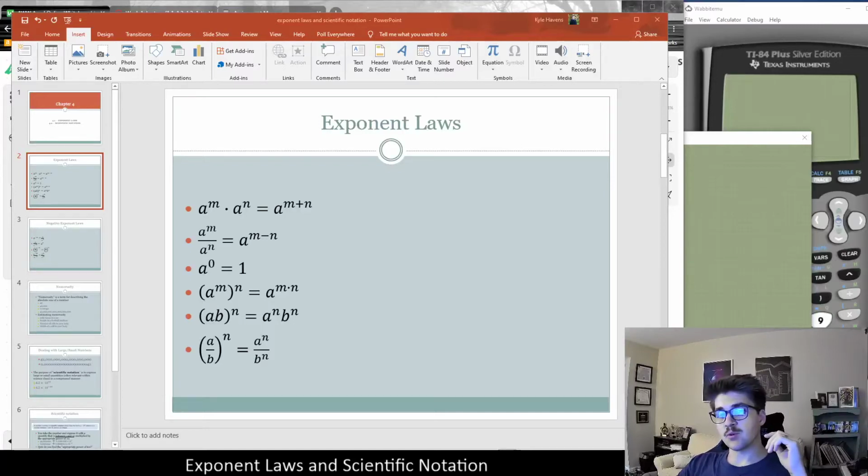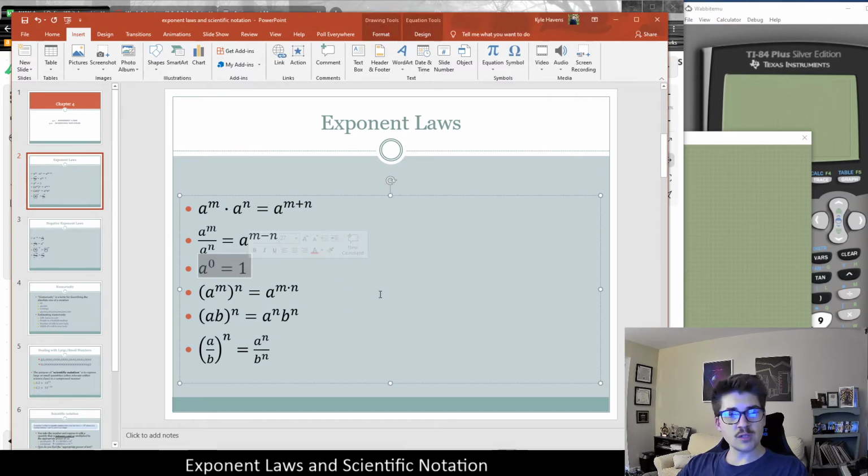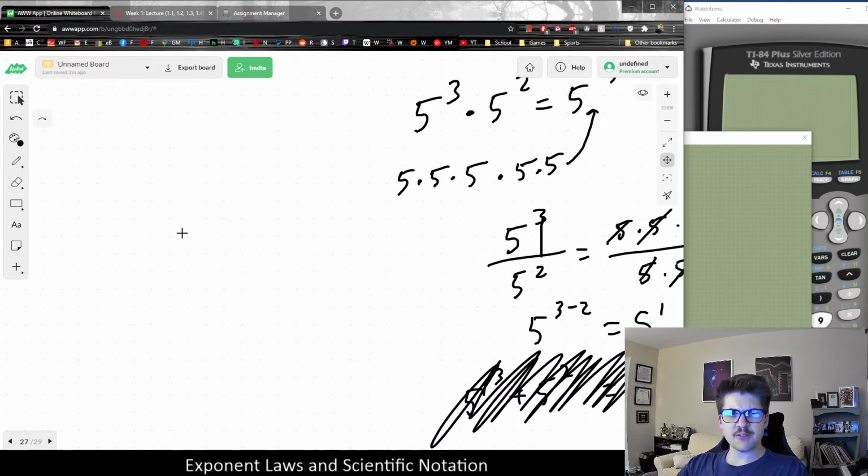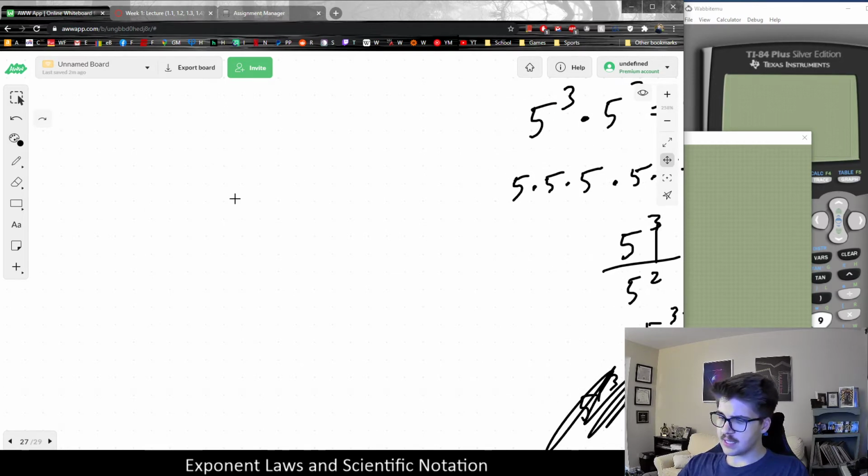The next exponent rule I wanted to review is that anything to the 0 power is always equal to 1. And this rule is often one that's a little bit stranger, so I wanted to dive into why that is the case. There's a lot of different ways that you can explain or justify this, but my favorite way is by thinking about what exponentiation really means. So again, let's start off with 5 cubed, 5 squared, and think about what those things mean.